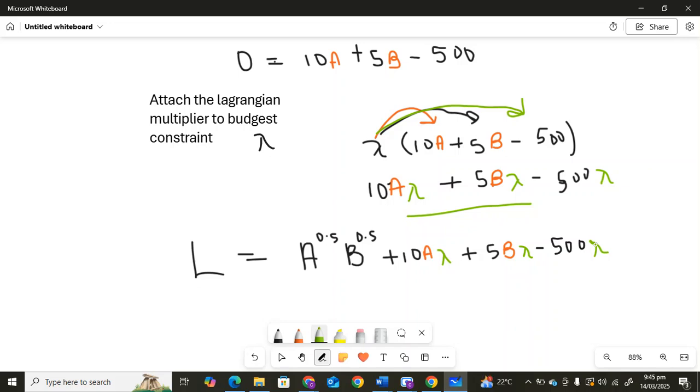That represents the Lagrangian function. Yes. Remember this: the Lagrangian function is going to be your utility function, which was given to us, this A to the power 0.5, B to the power 0.5. Then it's also going to include your budget constraint equation. The Lagrangian function always has the utility function and the budget constraint function.